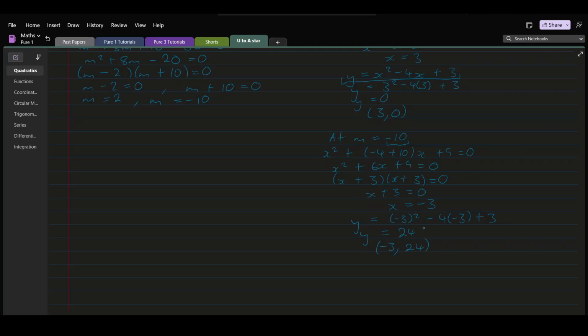And let's close that bracket. So now we can conclude that therefore m is equal to 2 or negative 10, and our coordinates are 3, 0, which is that set over there, and negative 3, 24, and this would be our final answer.